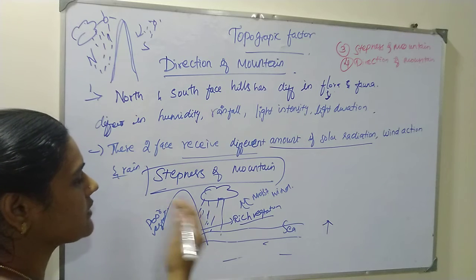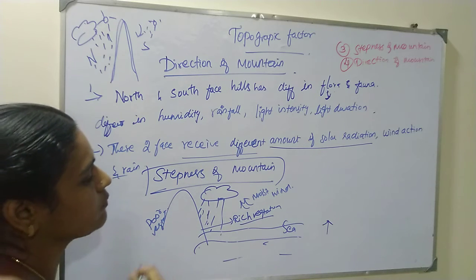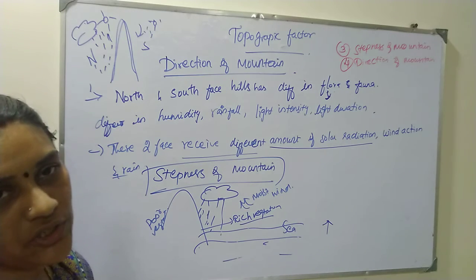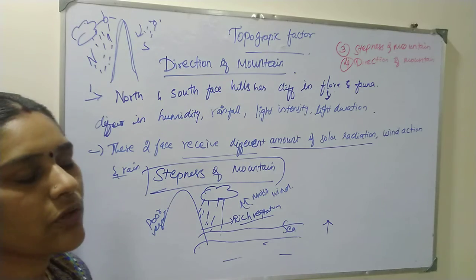On the other side of this mountain there will not be that much rain, so it has poor vegetation. Okay, that's all about this topographic factor. Thank you.